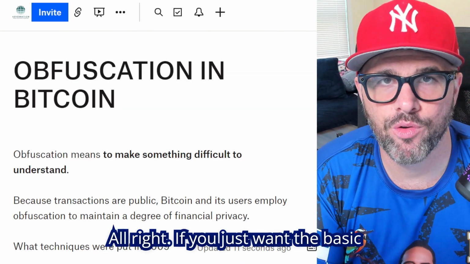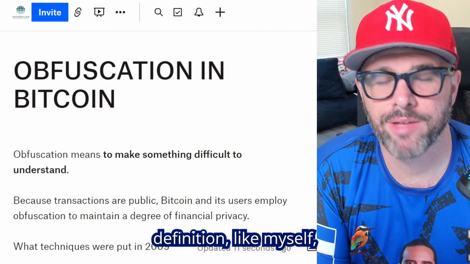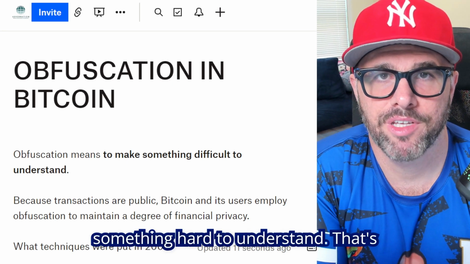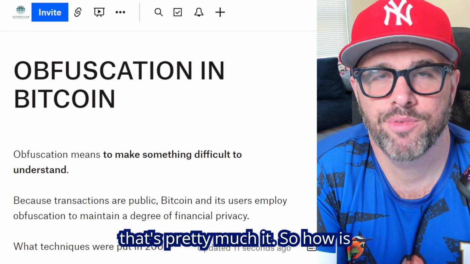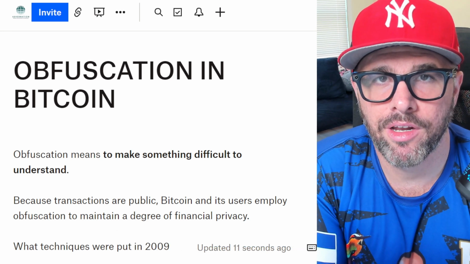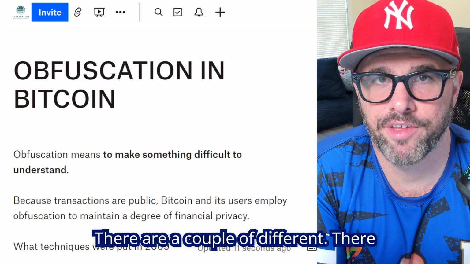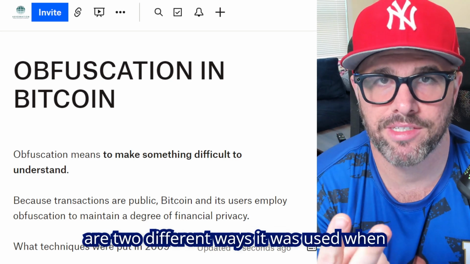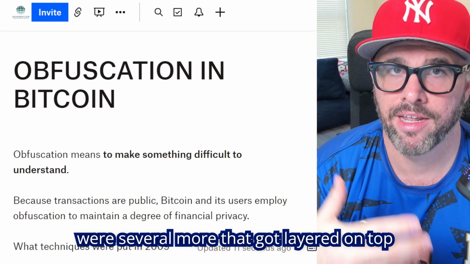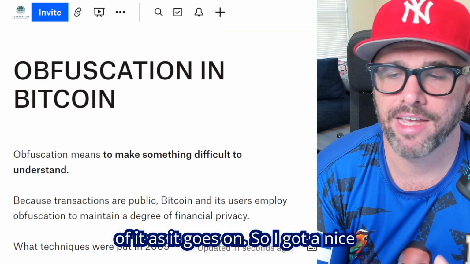All right, if you just want the basic definition like myself, obfuscation is basically to make something hard to understand. That's pretty much it. So how is obfuscation used in Bitcoin? There are two different ways it was used when it first came out in 2009. Then there were several more that got layered on top of it as it goes on.